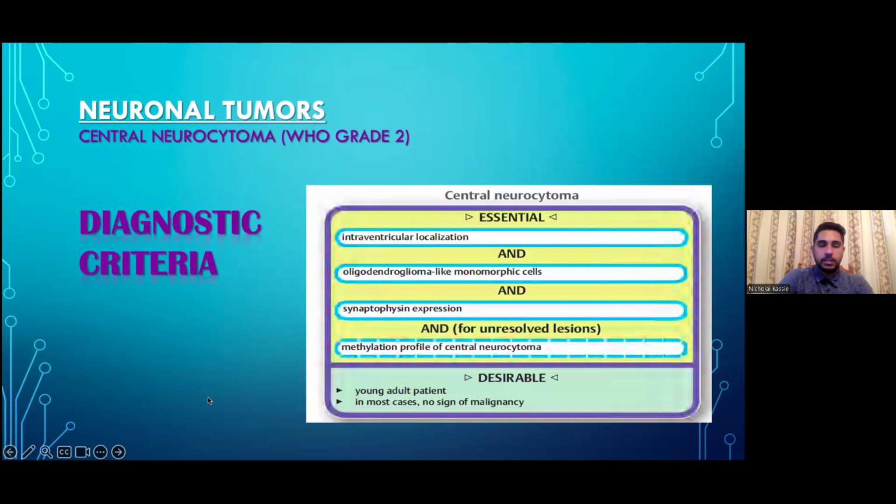In terms of the diagnostic criteria of central neurocytomas, what is essential is the intraventricular localization, oligodendroglioma-like monomorphic cells, and synaptophysin expression. For unresolved lesions, the methylation profile of central neurocytomas can be used. What is desirable for these tumors are young adult patients and, in most cases, no signs of malignancy.